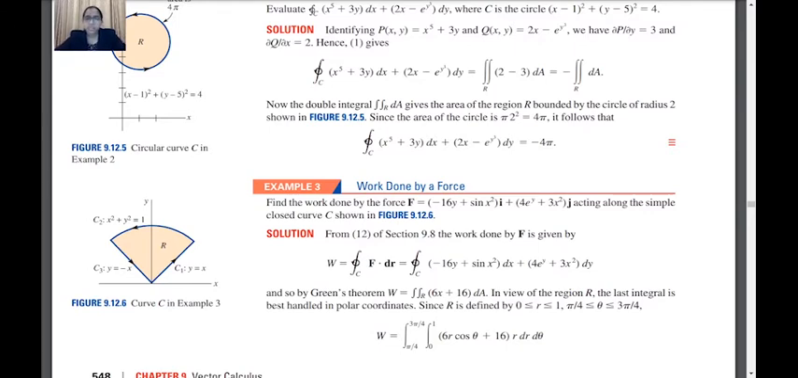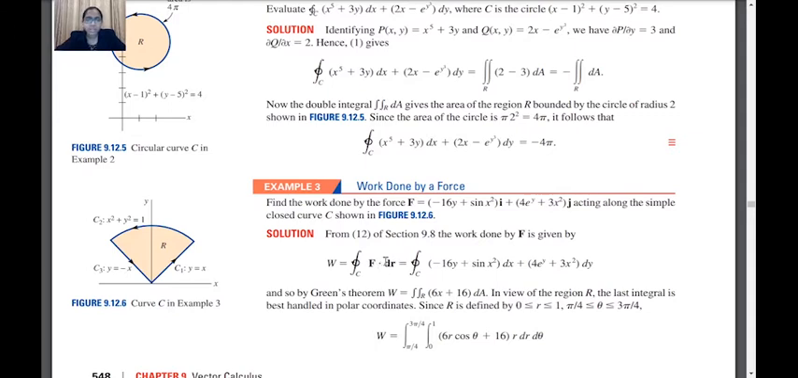We are given a force F equal to (minus 16y plus sin x square) i plus (4 e raised to y plus 3x square) j, acting along the closed curve which is shown in figure 9.12.6. So you can see it's like a part of a circle. You can see the curve which is given to us. We are asked to find the work done. Now we know that work done is nothing but the line integral of F dot dr.